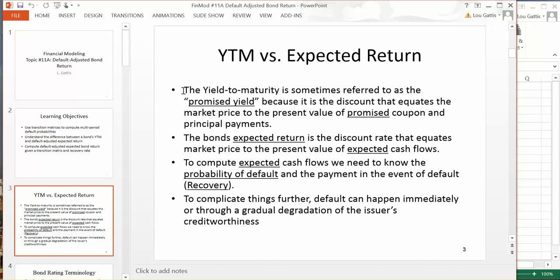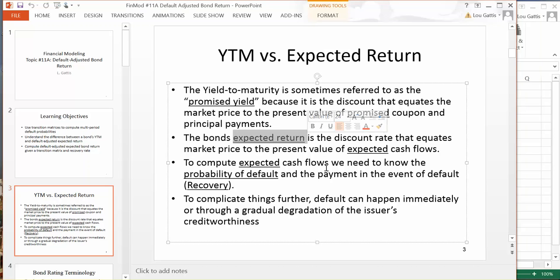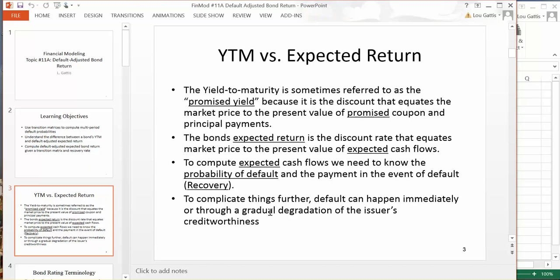Now, a bond's expected return is not the YTM, at least for a bond that's risky. The expected return looks at the expected cash flows. It's the IRR of the expected cash flows. Now, the expected cash flows are the cash flows adjusted for the probability that the bond could default and the payment in default, which we call recovery rate. And it gets more difficult in that to compute the expected return of a bond, we need to look at every period whether the bond is defaulted. So if we're looking at, say, a 10-year bond, we need to know the probability that the bond defaults in year 1, 2, 3, 4, and so on.